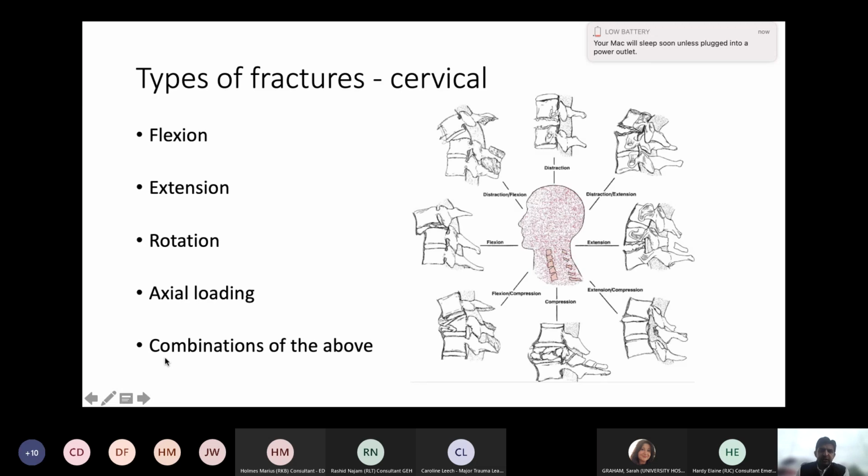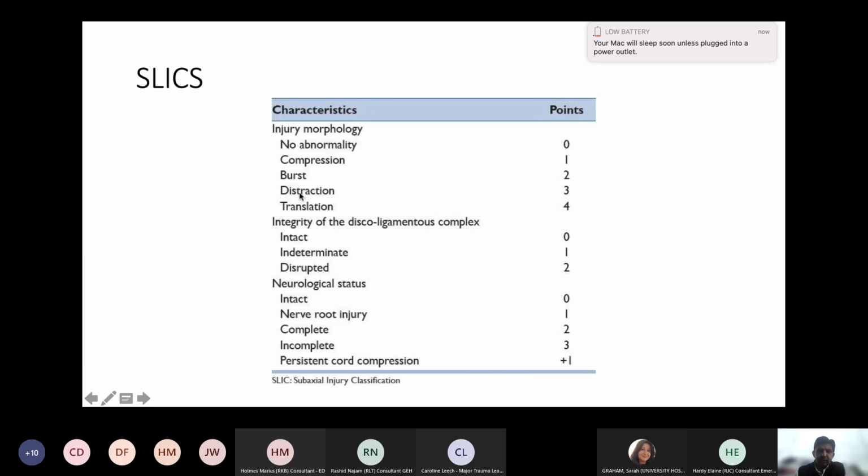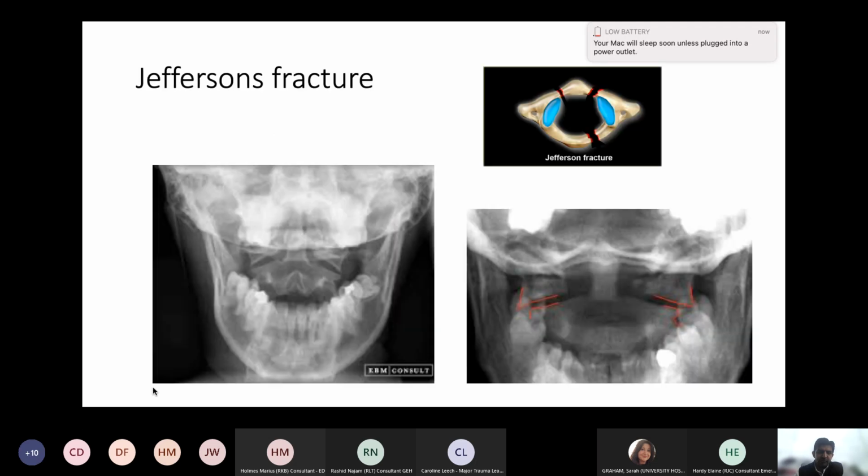C-spine injuries, coming on to different modes of injury: flexion, extension, rotation, axial loading, all combinations of the above. And these are the types of injuries you'll get with that. You'll see those on the X-rays, or you'll see them on a CT. There's something called the Essex-Lissa criteria that we use. The criteria can sometimes be useful for telling us whether or not an injury is stable or unstable, and helps us with our decision making in terms of surgery versus no surgery.